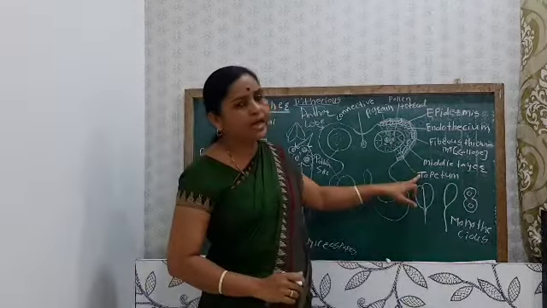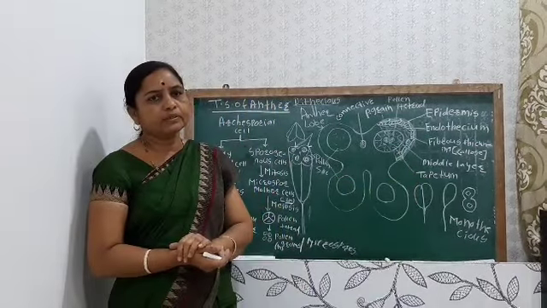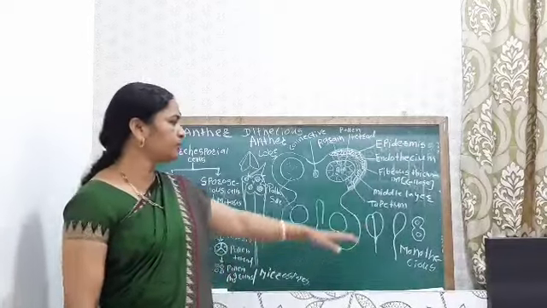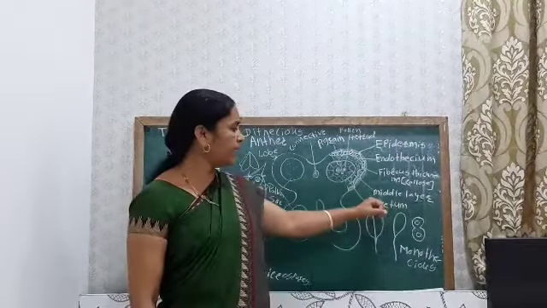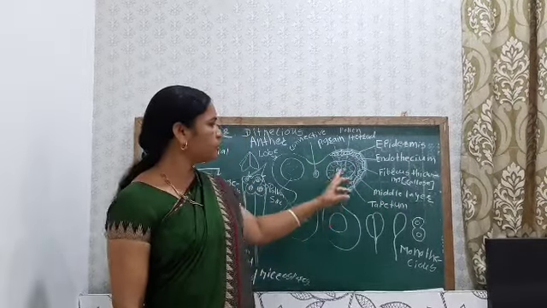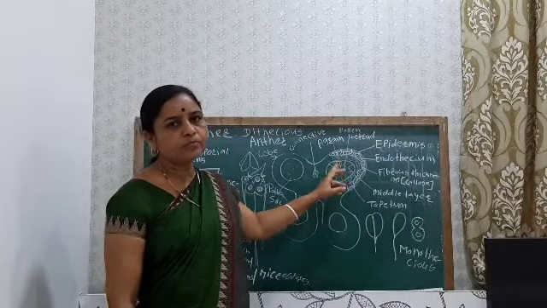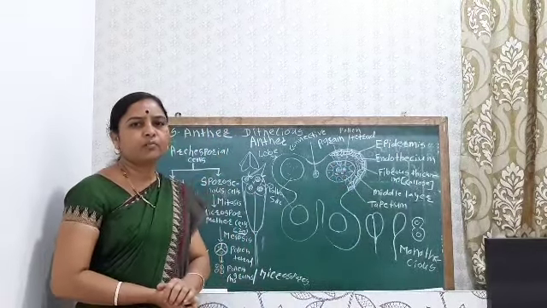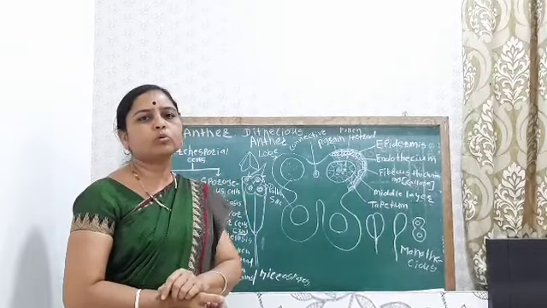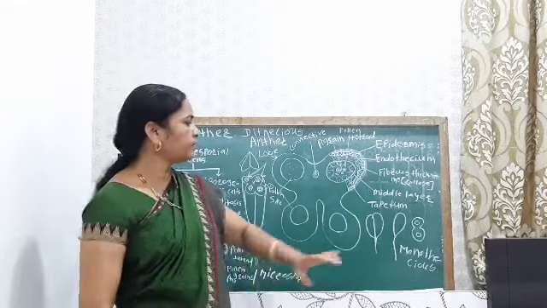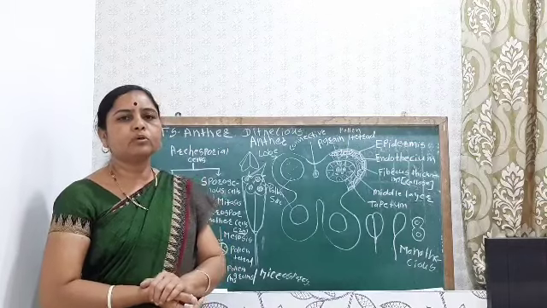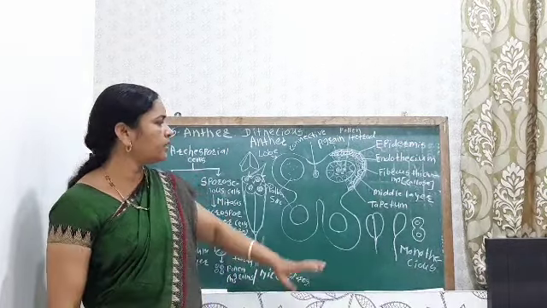Then the innermost part of the anther wall is known as the tapetum. What is the function of the tapetum? The tapetum gives nutrition to the sporogenous tissue, from which the pollen grains are produced. The wall of the pollen grain is mainly made up of sporopollenin, and the tapetum produces the sporopollenin, that is the wall of the pollen grain. Okay, so that is about the tapetum.